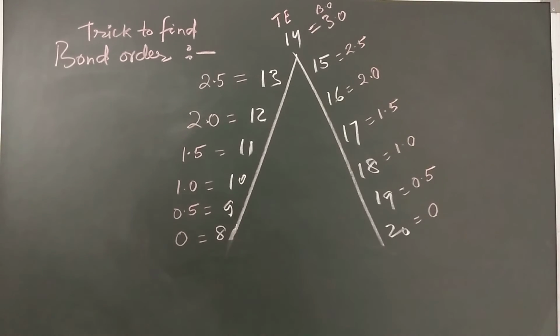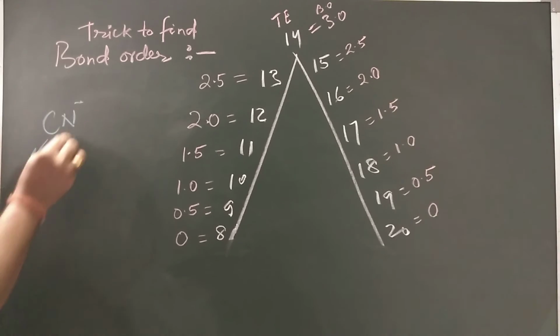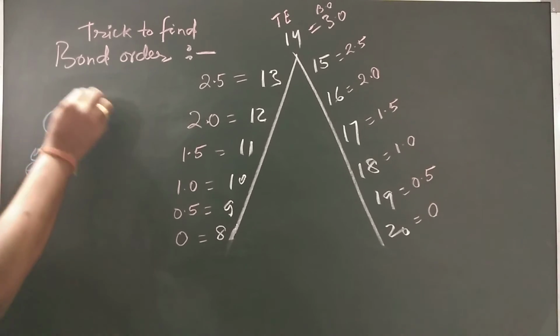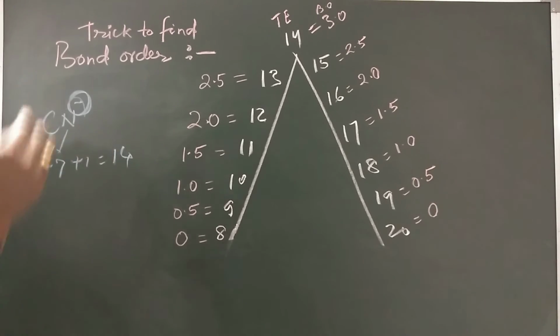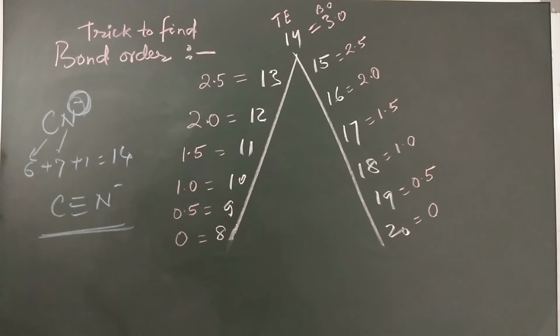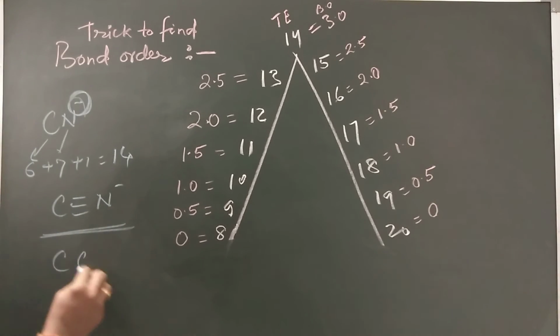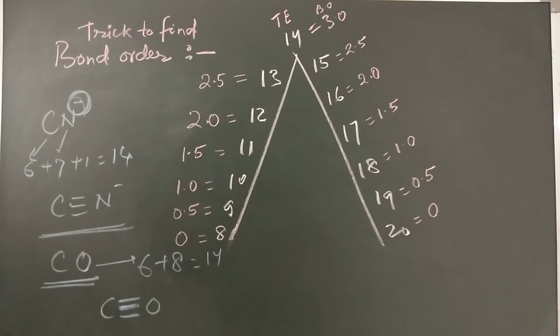Suppose on the basis of this trick, if you want to find out the bond order of cyanide, so C is 6 and nitrogen is 7, and for every negative charge you need to add 1 electron, so it is 14. So in case of 14 we are seeing that a triple bond is there. So in cyanide the bond order is equal to 3. Suppose if you want to check the bond order of carbon monoxide, carbon is 6, oxygen is 8, so it is 14. Again a triple bond, so there is a triple bond between carbon and oxygen in carbon monoxide.